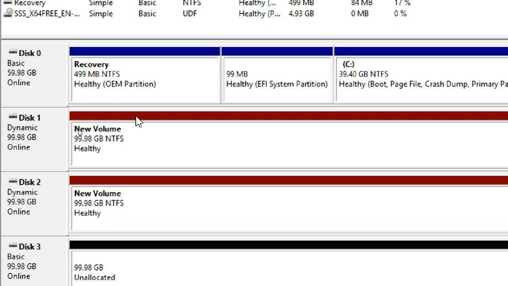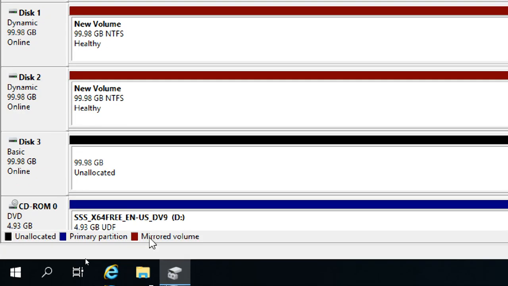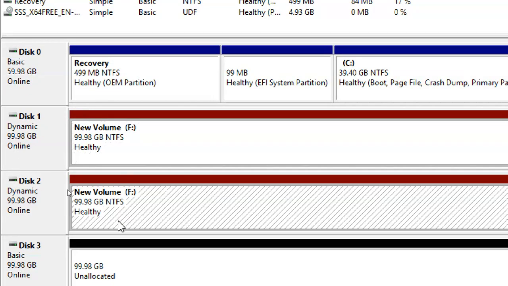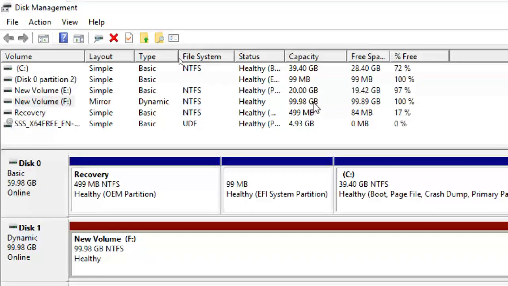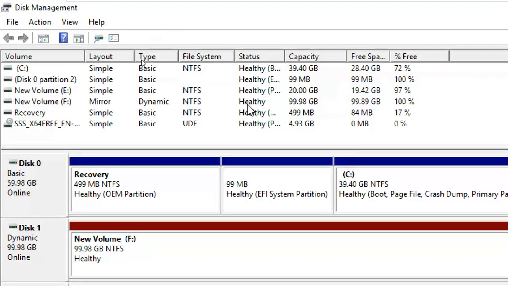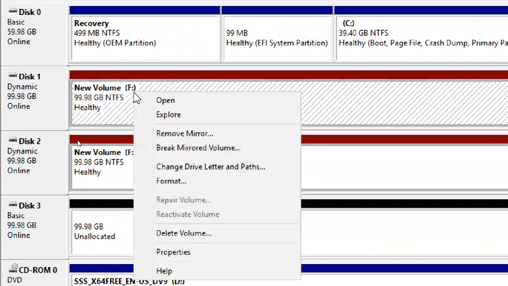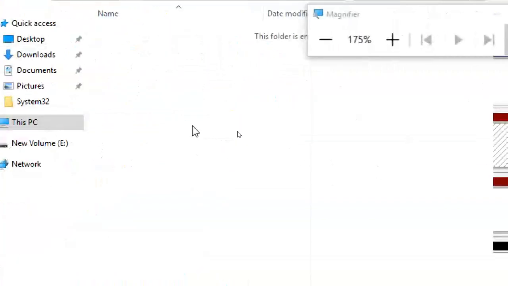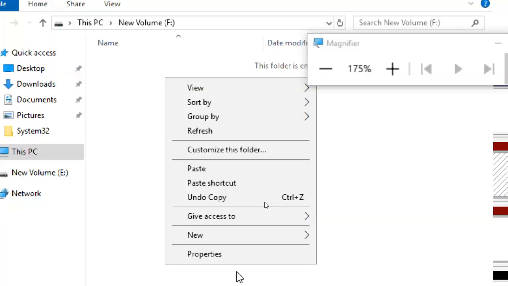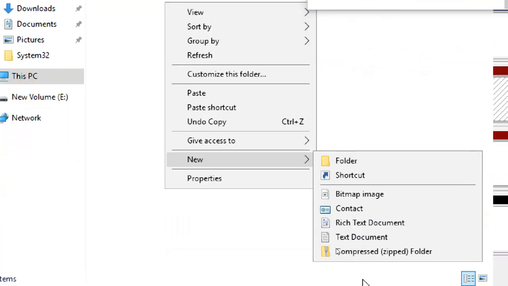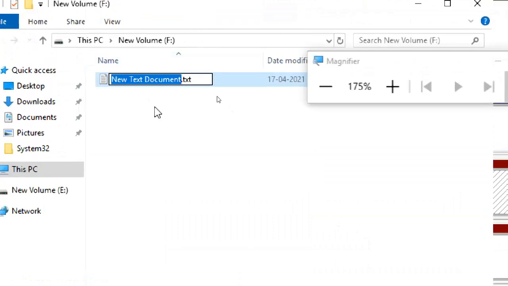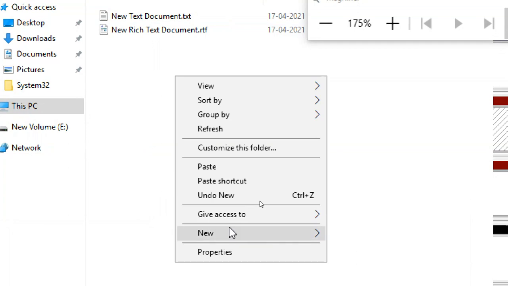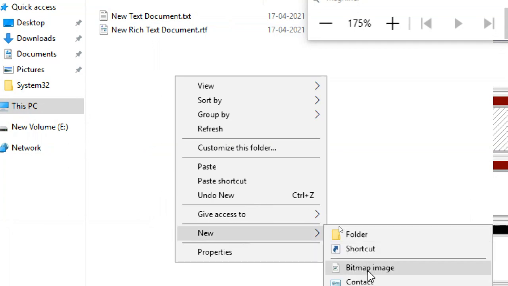So this color represents a mirror volume. It is a mirror volume. This is 100 GB. This is 100 GB. The F drive is showing now 100 GB. Okay, and if you want to keep data in this one, so this is the F drive. You can keep any data in the F drive like this. Just for understanding mirrors, that's it.